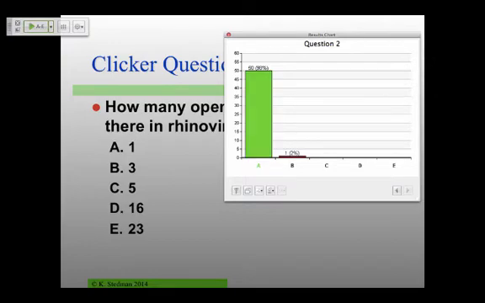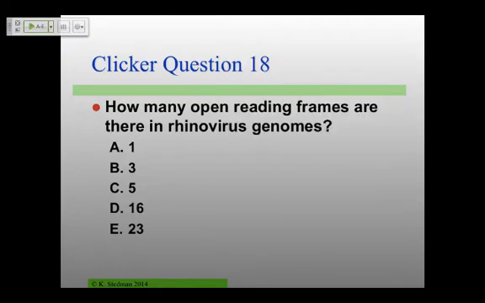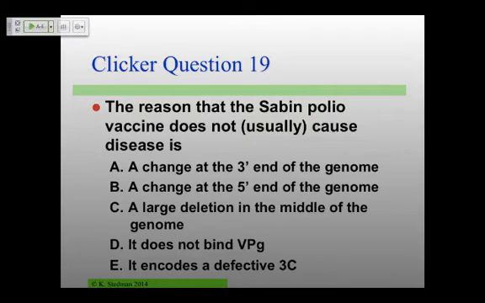So let's hide these guys, and we'll take our last one for today. The reason that the Sabin polio vaccine does not usually cause disease is a change at the 3' end of the genome, a change at the 5' end of the genome, a large deletion in the middle of the genome. It does not bind to VPG. It encodes a defective 3C.